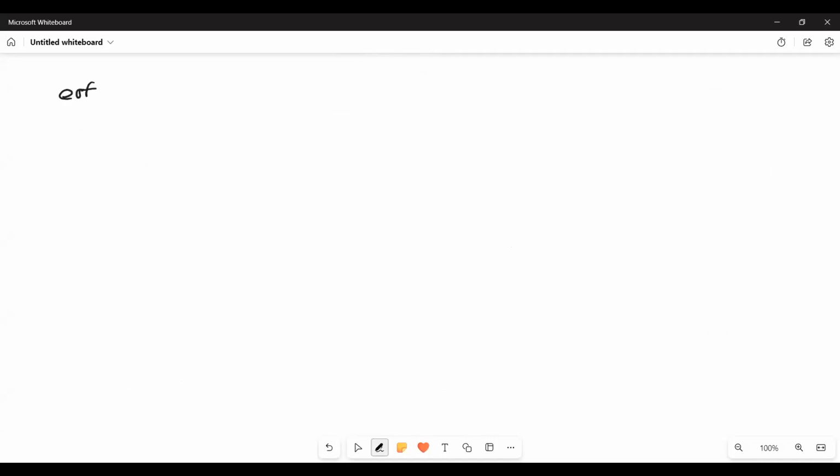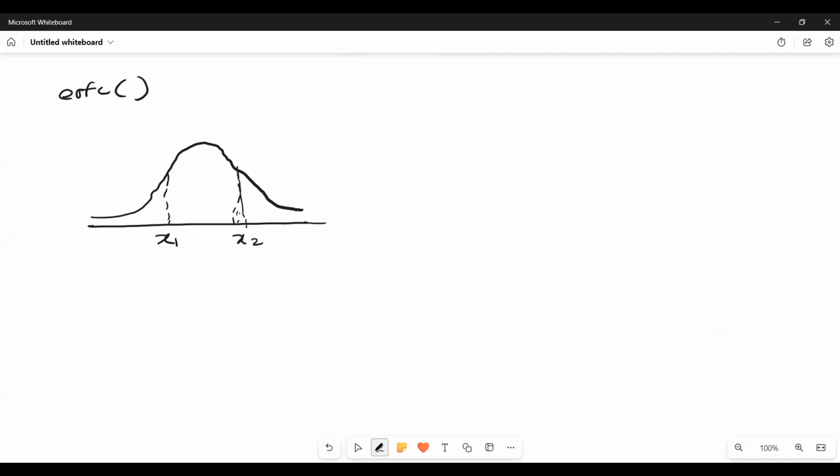The error function, ERFC, is defined to give the value of the integration between two outcomes of the random experiment, x1 and x2. If I want to find the probability of a certain event occurring between the outcomes x1 and x2, then I can define it as follows.